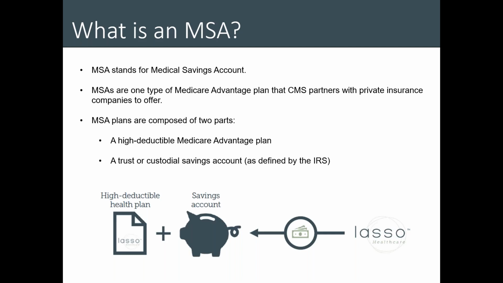And my favorite category that I like to look at are people who have an HSA. So what's the difference between an MSA and an HSA? Well, they're similar. I have an HSA from my family. HSA plans are available for people who are under 65. MSAs are available for people who are over 65.